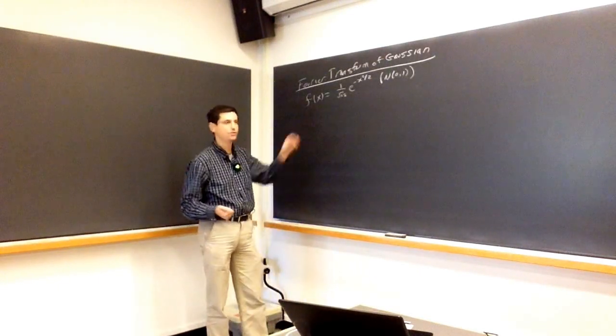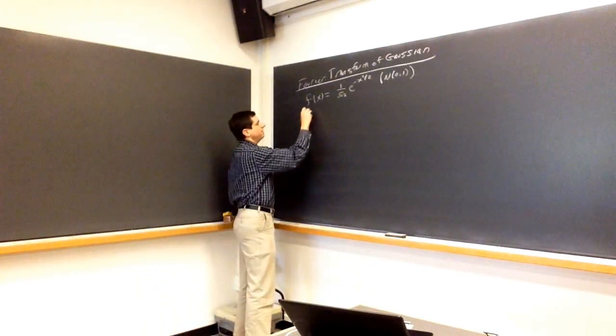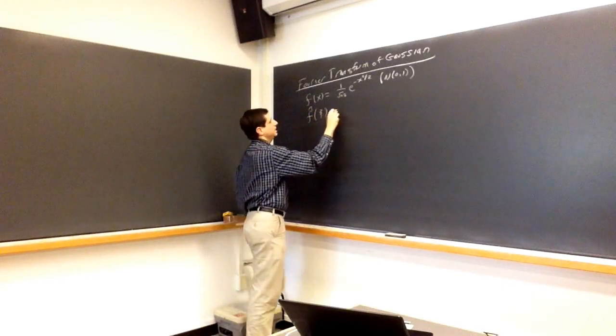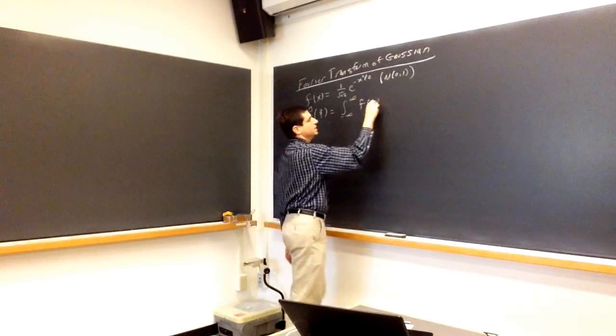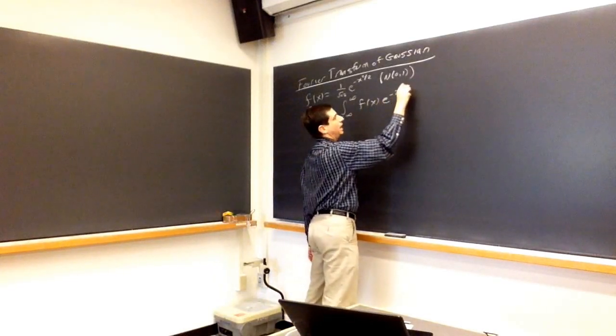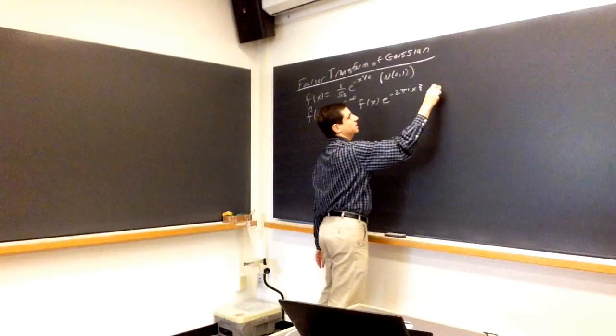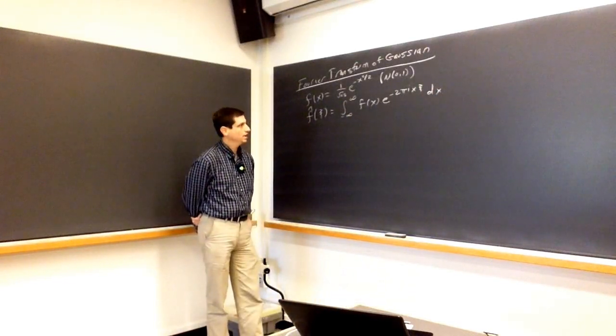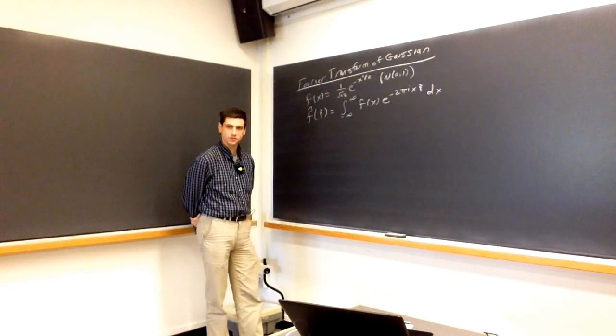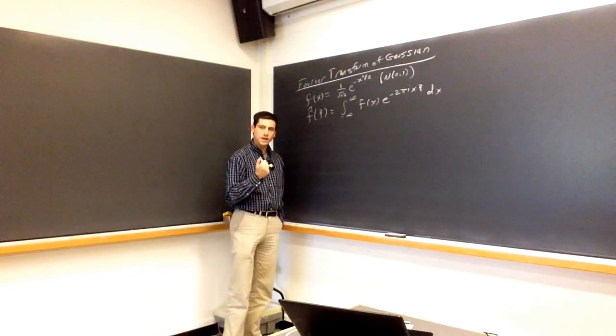We want to calculate now the Fourier transform. So we want f hat of c is the integral from minus infinity to infinity of f of x e to the negative 2 pi I x c dx. All right, so how should we calculate this? Well, let's go back to the residue theorem.